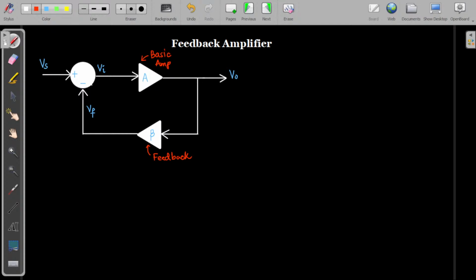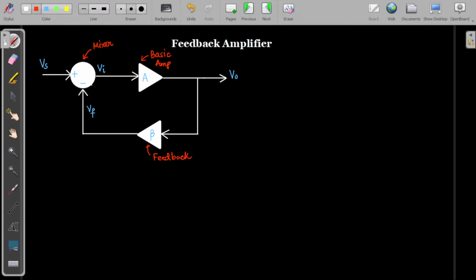Okay, so now this feedback element was having a gain of beta, that is the feedback gain. Beta is the feedback gain and A is the basic amplifier gain, and both of these together form the feedback amplifier. We have already discussed that, and this thing was called the mixture part. So it will mix the incoming signal and the feedback signal.